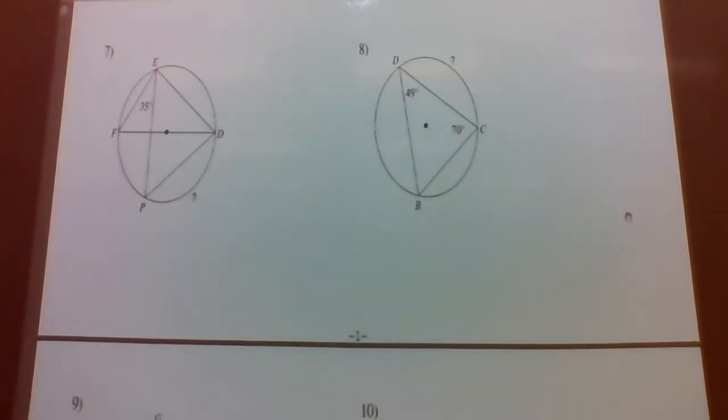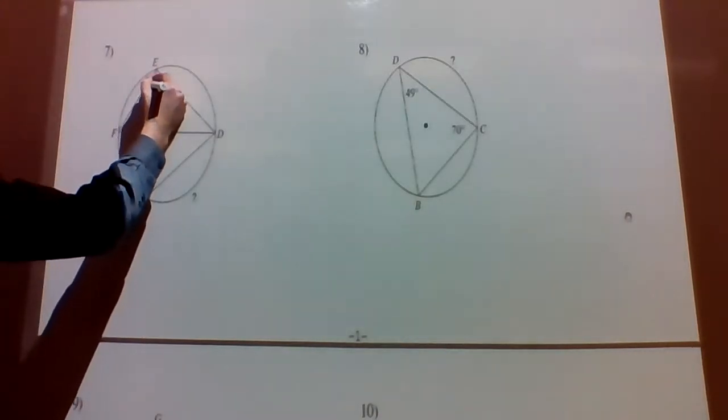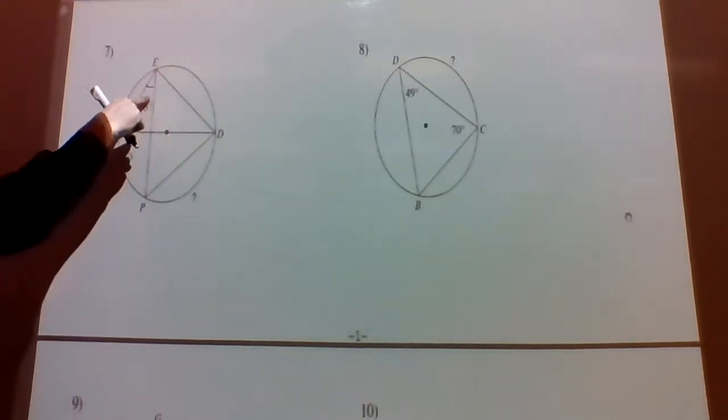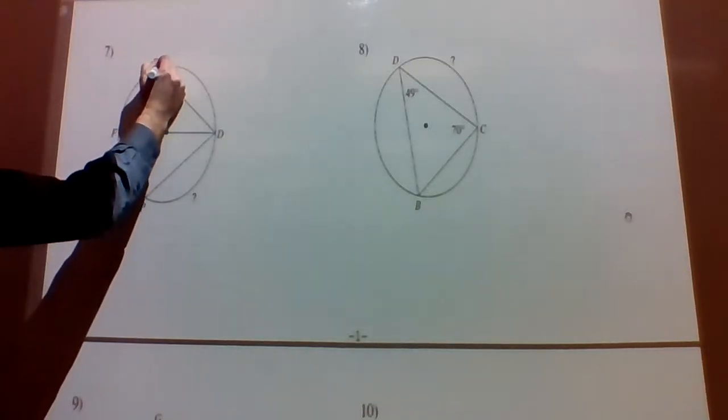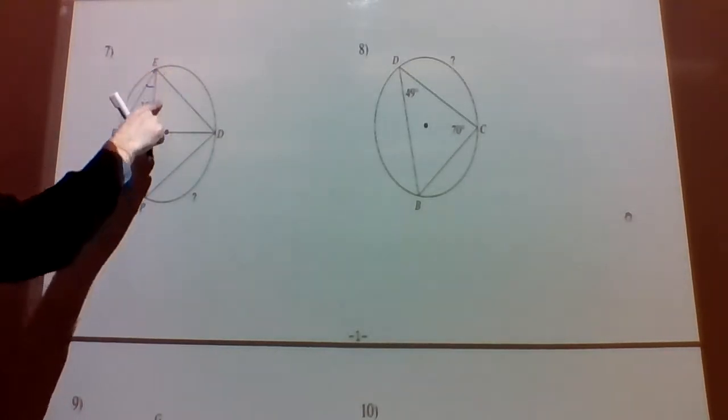Okay, so this is where people started getting a little bit confused, but let's just stick to the basics, the vocab here. So we have an inscribed angle, or let's look at this angle, that's 35. Point E is the vertex of that angle, angle FEP.